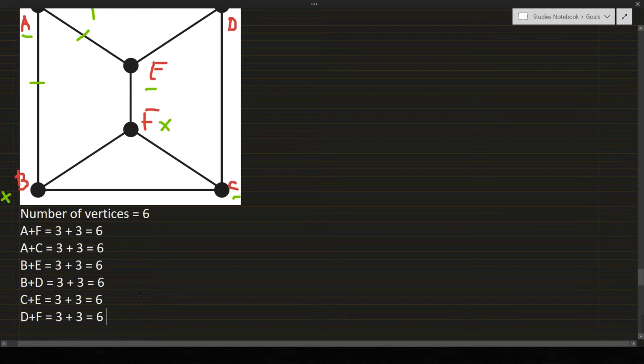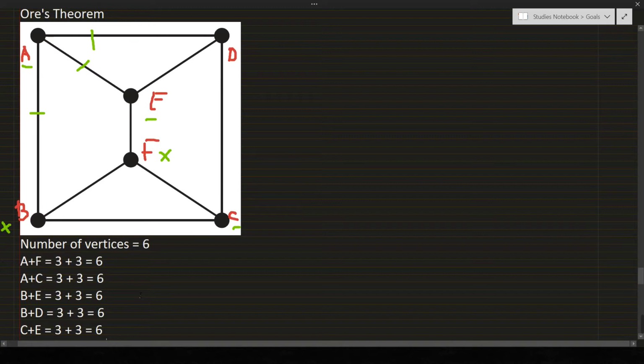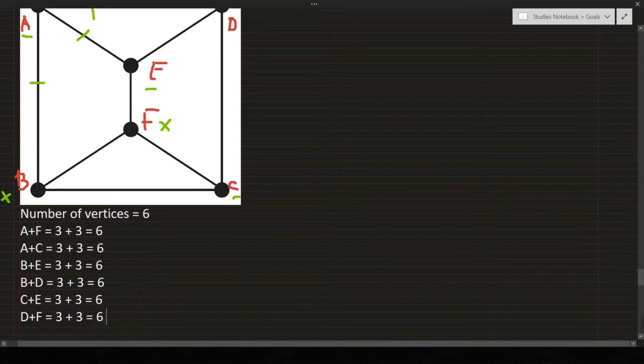Next, let's go to letter E. E has EB and EC. They're already written. So these are the sums of AF, AC, BE, BD, CE, CF, DF, which have a sum of 6.